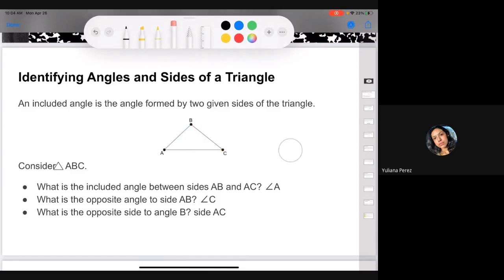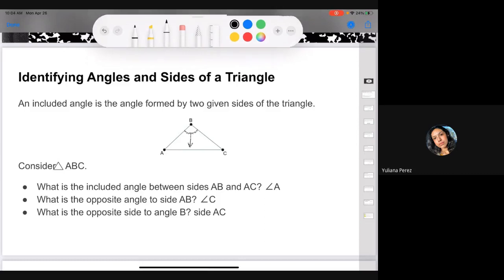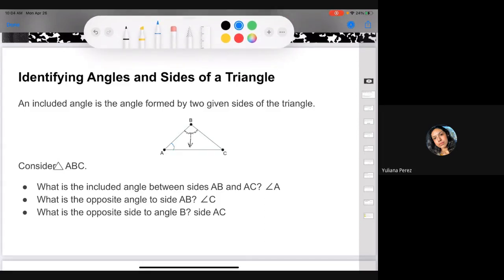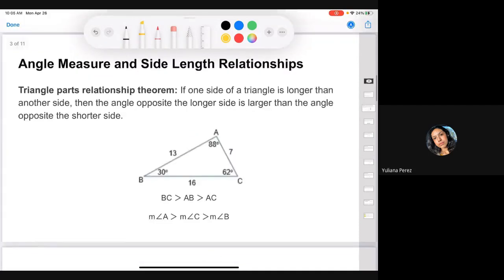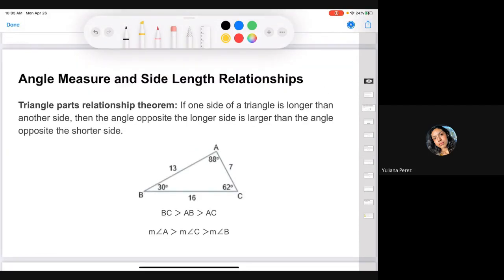And then we have an opposite side. Basically this just goes backwards. If I have my angle B, its opposite side would be AC. If I had angle A, its opposite side would be BC. And if I have angle C, its opposite side would be AB. So, an included angle is an angle formed by two sides. An opposite angle is an angle opposite a specific side. And an opposite side is a side opposite a given angle. Given this information, we're going to get into these two theorems.